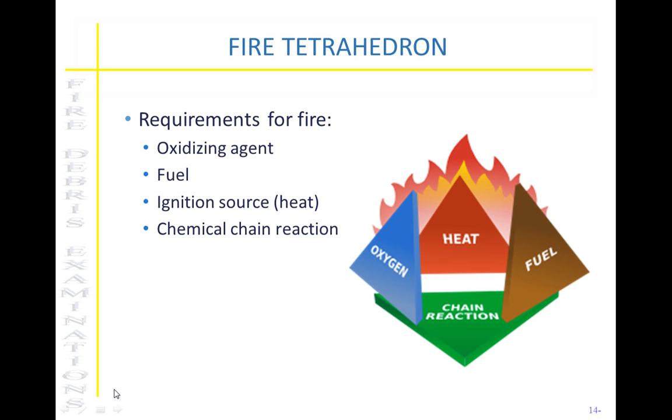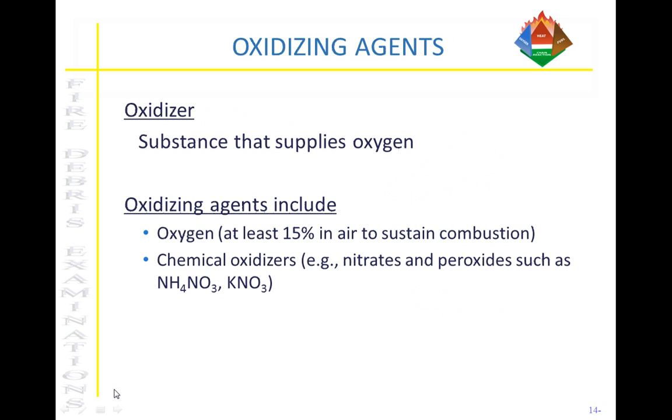We can think about fire as having four specific requirements: an oxidizing agent, a fuel, an ignition source, and also the capability of having a chemical chain reaction. In most instances, the oxidizing agent is going to be oxygen. However, there are also some chemical oxidizers that can be used in a fire.